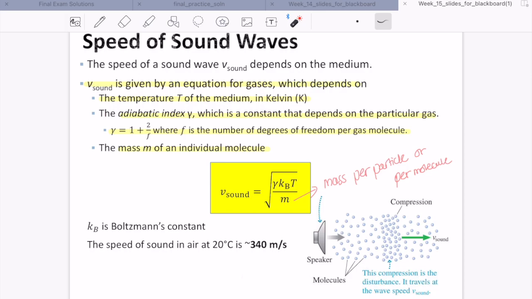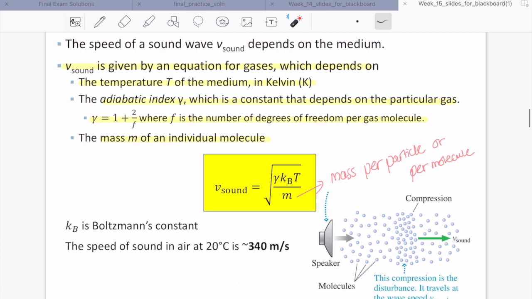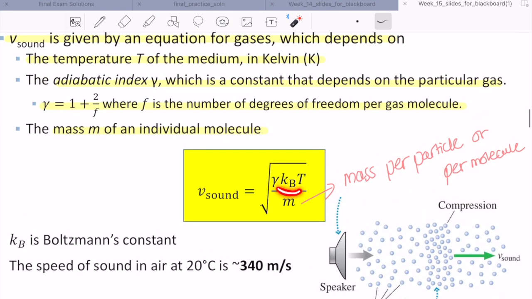There's also an equation for the speed of sound, or the velocity of sound. That's given by an equation for gases, and it's dependent on a couple of different factors. It's dependent on the temperature in Kelvin, the temperature of the medium, which is the temperature of air. It's also dependent on the mass per particle or per molecule, on Boltzmann's constant, and on a factor called the adiabatic index. That's just a constant that depends on the specific gas.